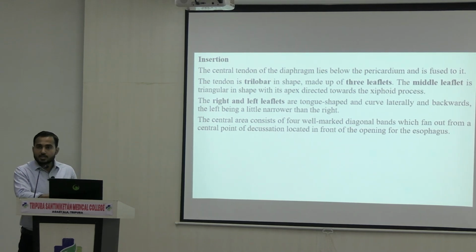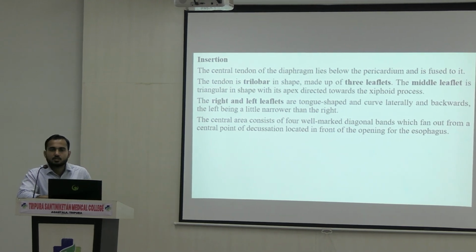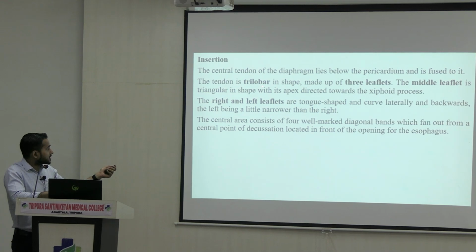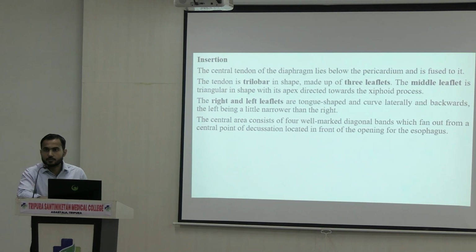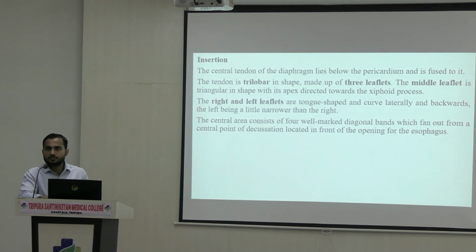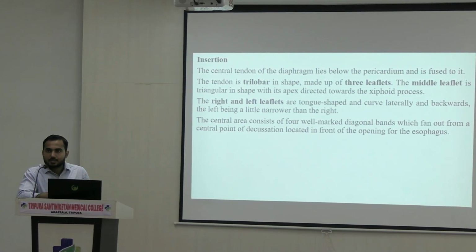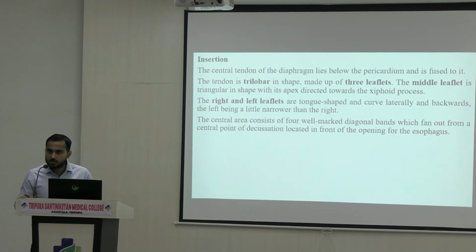Now if you see the shape of the tendon, it is trilobar in shape. What is the shape of the tendon? It is trilobar in shape. That means it is having 3 leaflets, made up of a middle leaflet and a right and left leaflet. The shape of the middle leaflet is triangular, and the apex is directed towards the xiphoid process. The central tendon, where the fibers are converging for insertion, is situated at the level of the 6th costal cartilage.